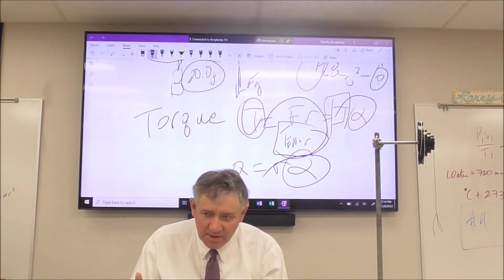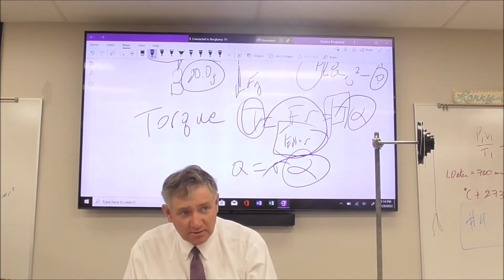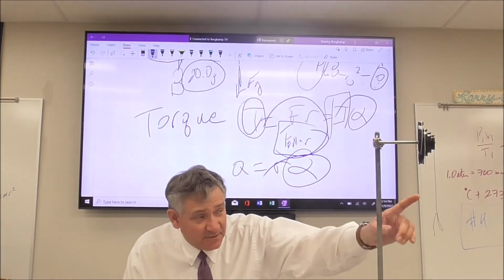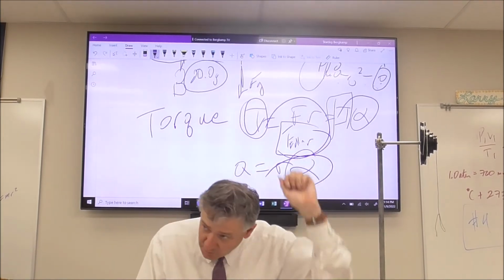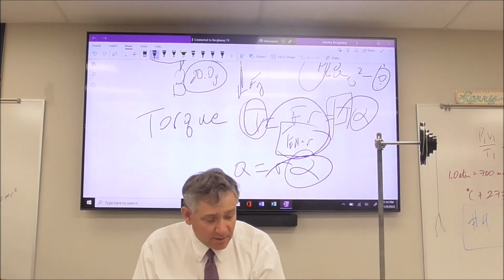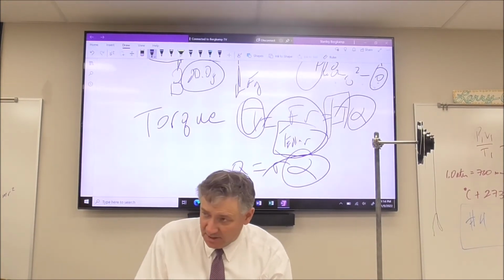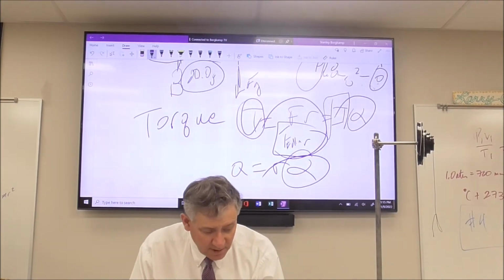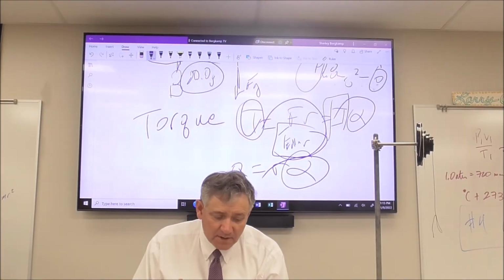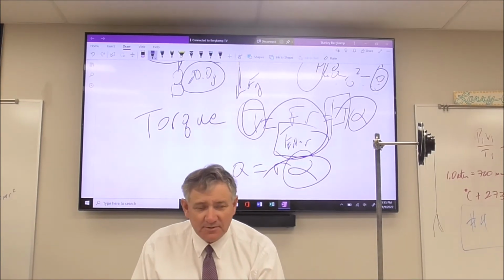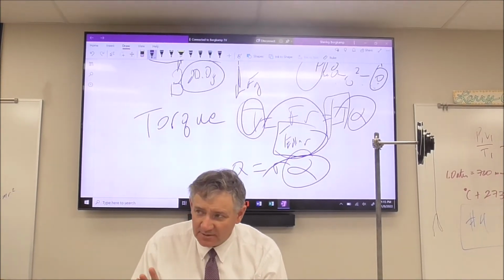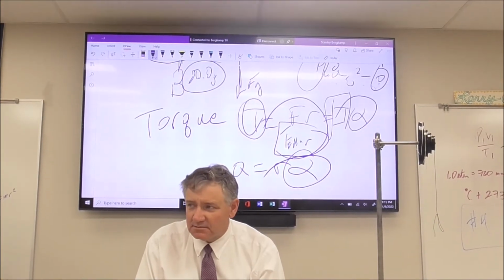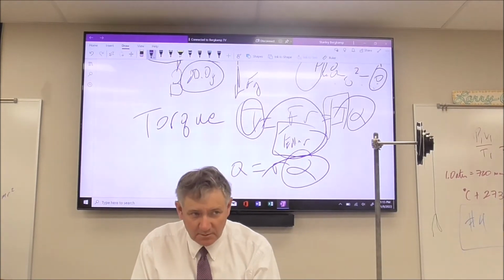Now, what's going to happen to the torque? Think about it. The faster I want to make that thing accelerate, the more torque I'm going to generate. Torque's going to go up. So if my torque goes up, what's going to happen to my angular acceleration? It's going to go up. But what's going to happen to the moment of inertia of the object? It's just going to stay the same, because it's still the same disk. Cool with that?